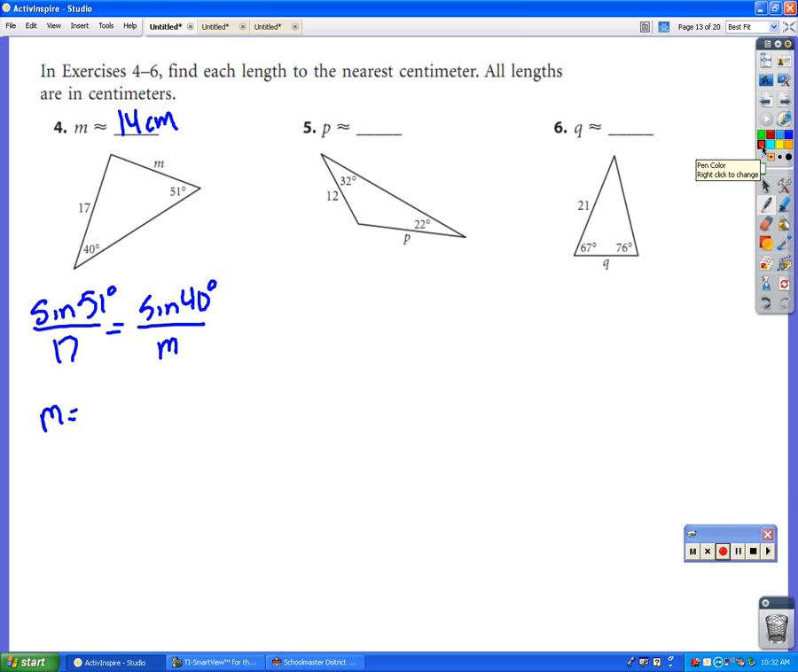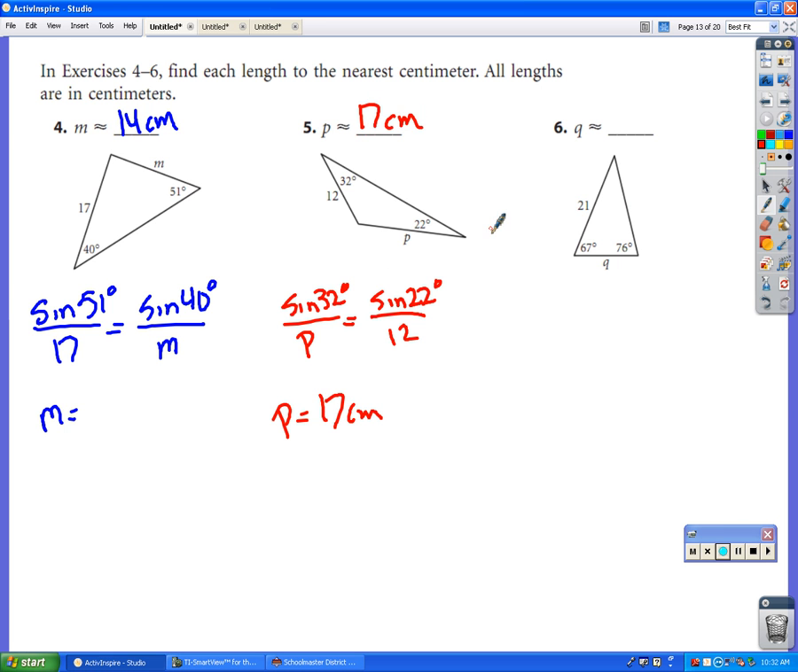For the next one, I'm going to do the same thing, I guess. I'm going to go the sine of the 32-degree angle divided by the side that's opposite it, p, equals the sine of the 22-degree angle divided by the side that's opposite of it, which is 12. So same deal, cross multiply and divide. So 12 sine 32 divided by sine 22. P is going to come out to be, to the nearest centimeter, 17 centimeters for that one.